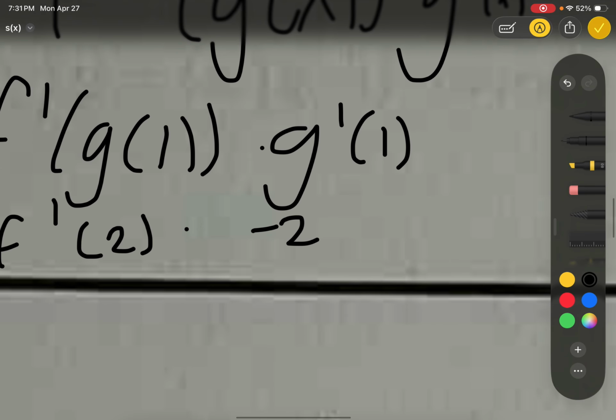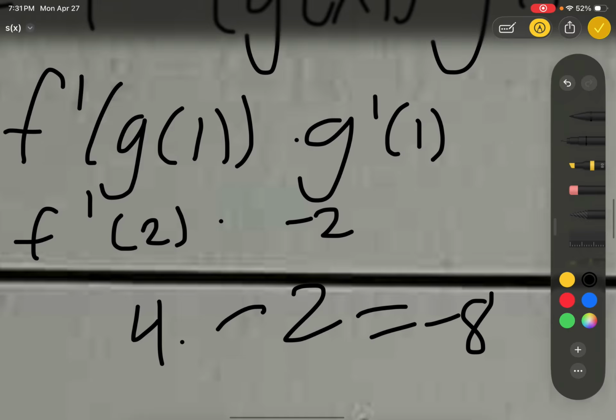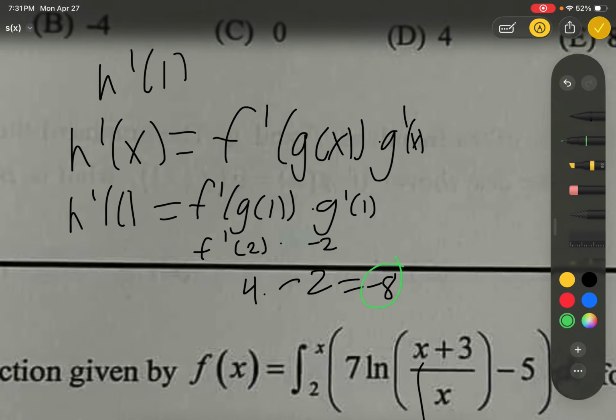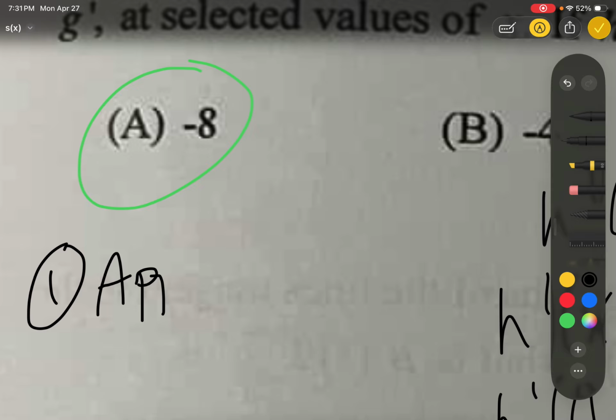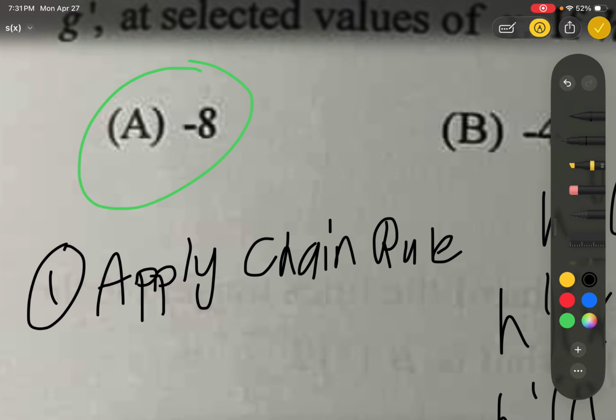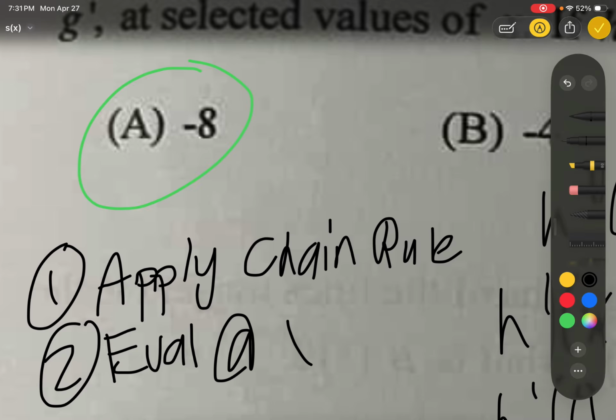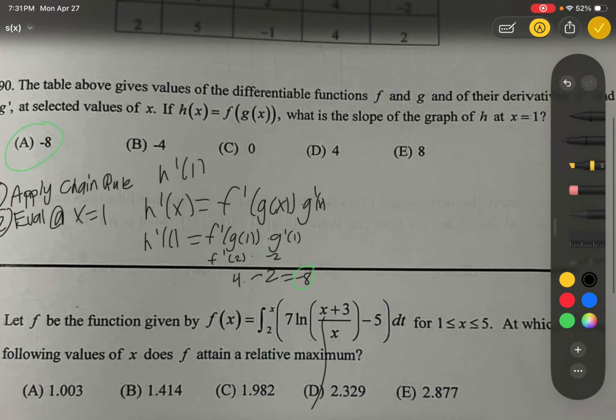So what is f prime of 2? It's going to be 4 times negative 2, which is negative 8. So our answer is A. First step, apply chain rule. Evaluate at x equals 1. Alright?